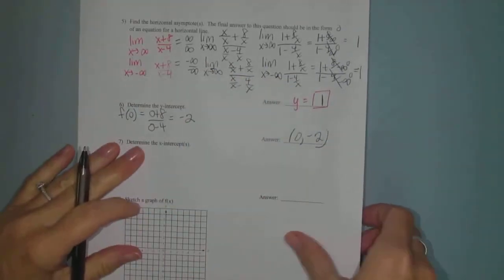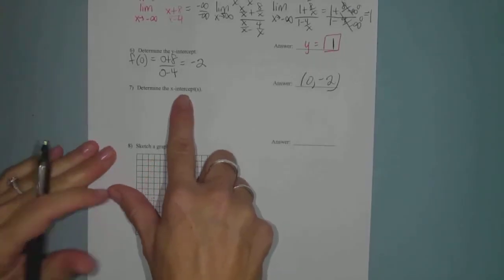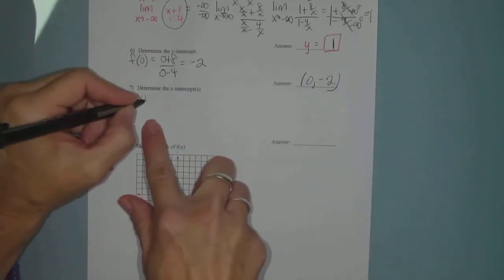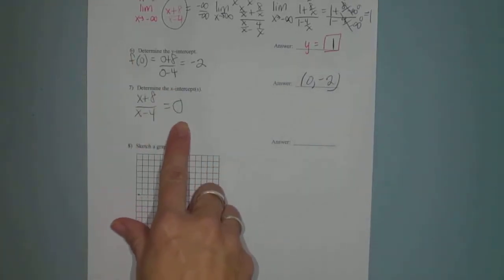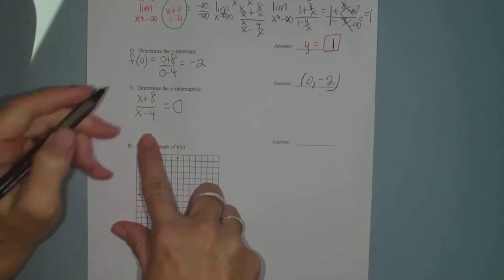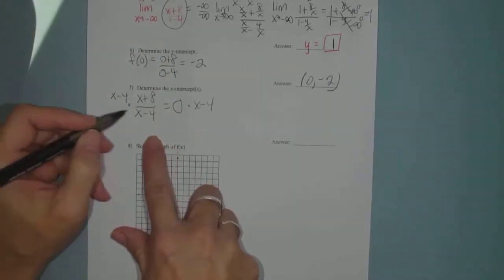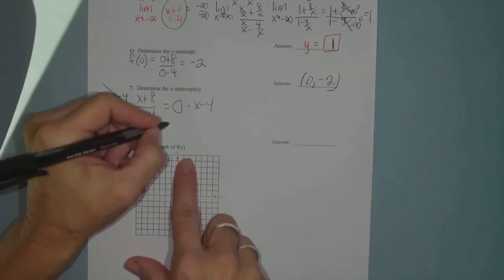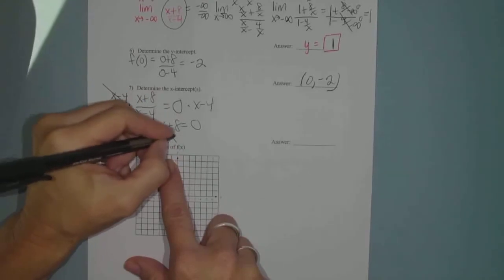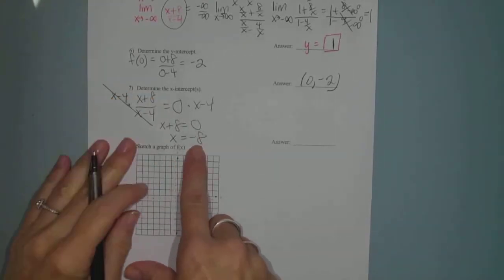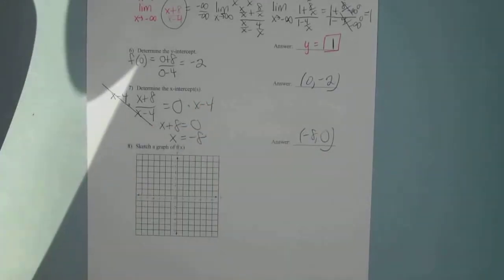Next step, determine the x-intercepts. Well, that's the value of x when y is 0. So I'm going to take my function, x plus 8 divided by x minus 4, and set it equal to 0. So if I multiply both sides of this equation by the denominator, x minus 4, these will cancel, and I'll have x plus 8 equals 0. And when I subtract 8, x is negative 8. So my x-intercept is negative 8, 0.